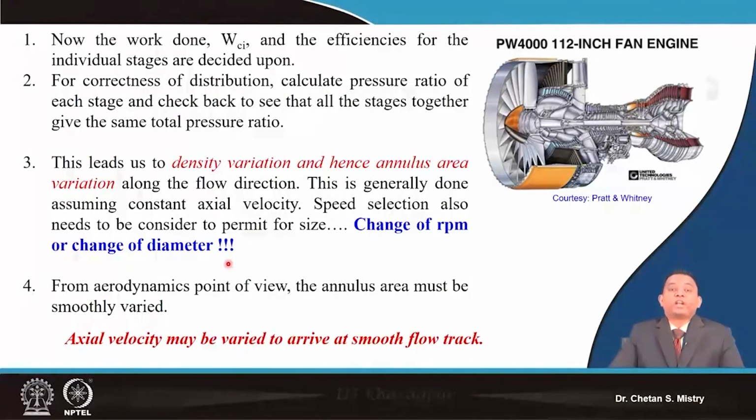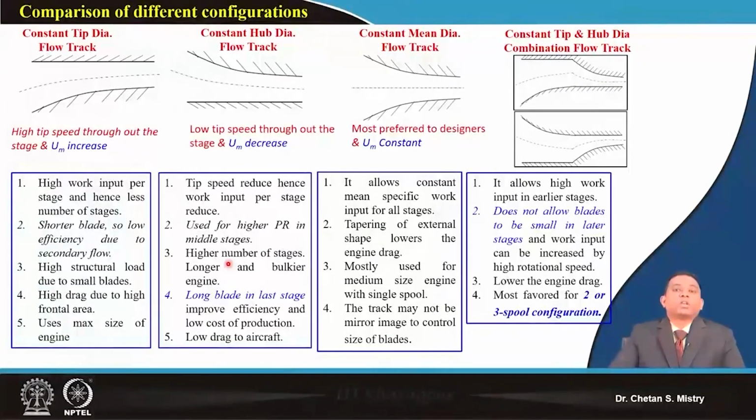So when we are doing our design for an axial flow compressor, it may be possible that in some region our axial velocity will be slightly on the higher side. It may not remain constant. And if you recall, this is what we have discussed in terms of different kinds of configuration: constant mean diameter, constant hub diameter, constant tip diameter, and combinations of flow tracks. Now suppose we want the number of stages to be reduced, we can go with the configuration of constant tip diameter.